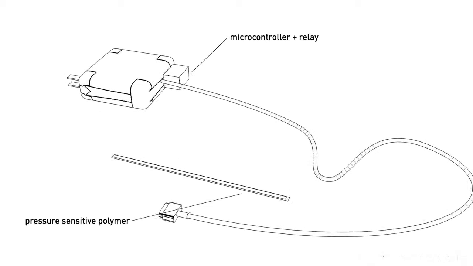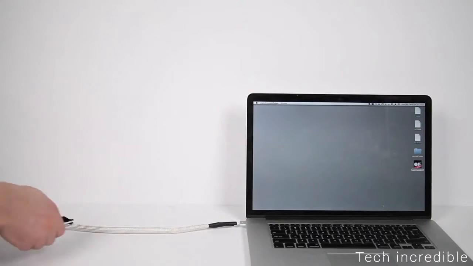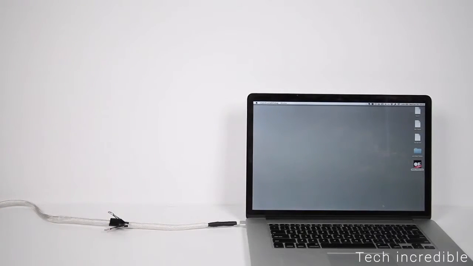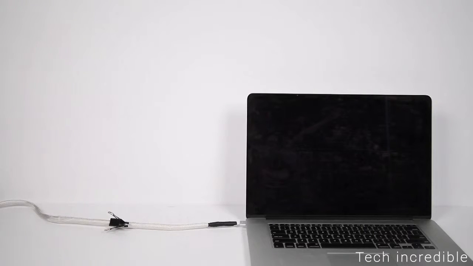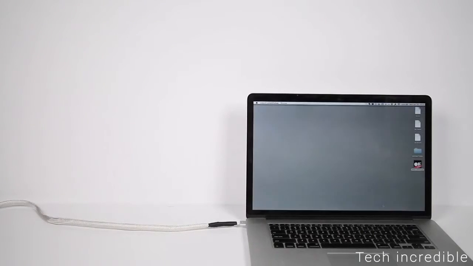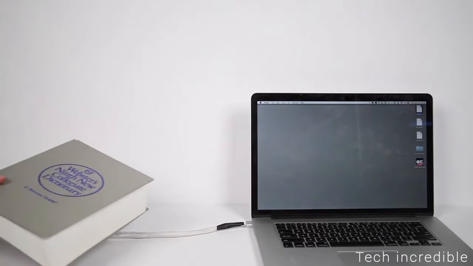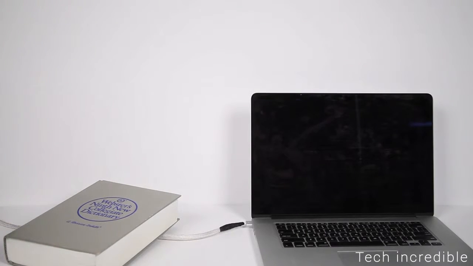You could attach a binder clip to this pressure-sensing power cord to put the computer into sleep mode. Removing it will wake it back up. We can also use other objects.